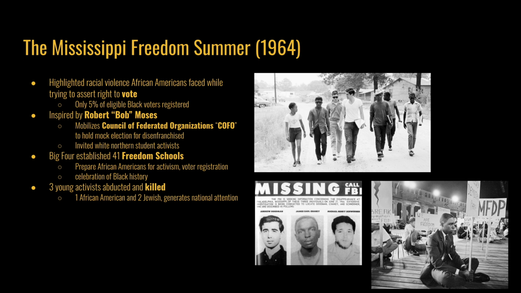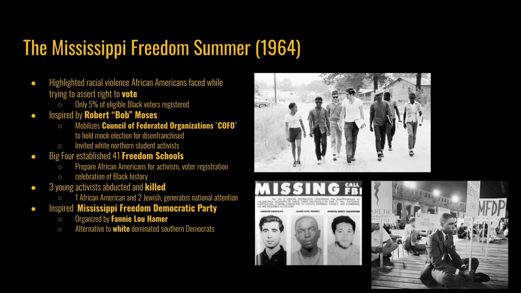The activism in Mississippi also inspired the creation of the Mississippi Freedom Democratic Party, or the MFDP, led by Fannie Lou Hamer. The MFDP served as an alternative to the whites-dominated Democratic Party in Mississippi. Civil rights activists supported the National Democratic Party for its push for civil rights legislation, but were deeply skeptical of state-level white Democratic officials who continued to uphold Jim Crow laws.